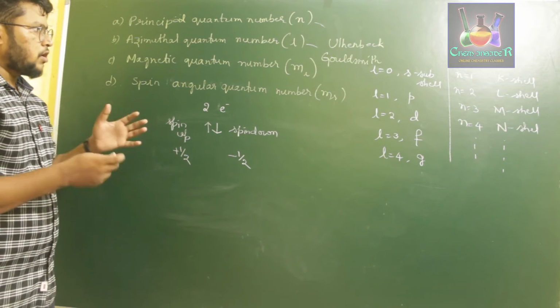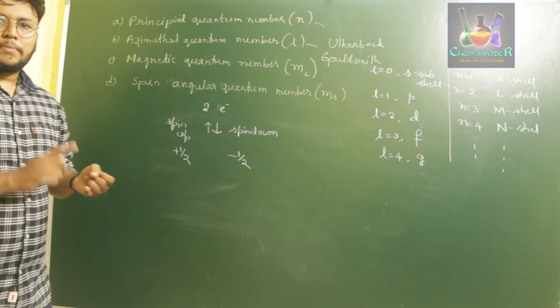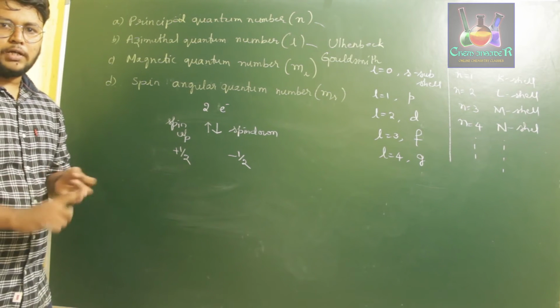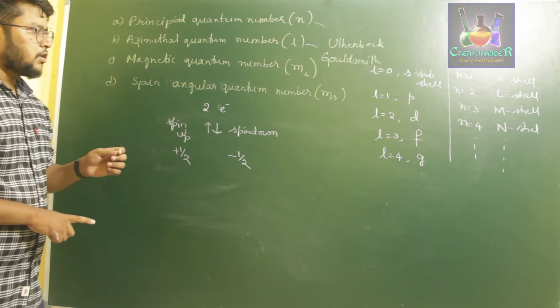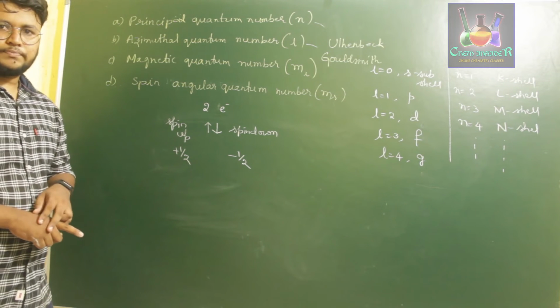So if you are to determine the orbitals, with principal quantum number, azimuthal quantum number and magnetic quantum number, then each orbital will have two electrons.